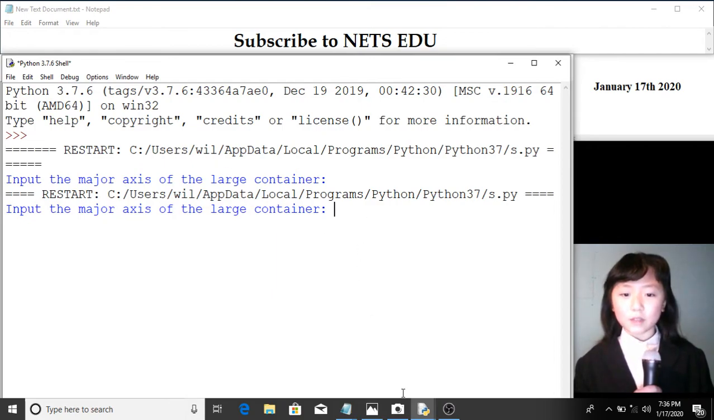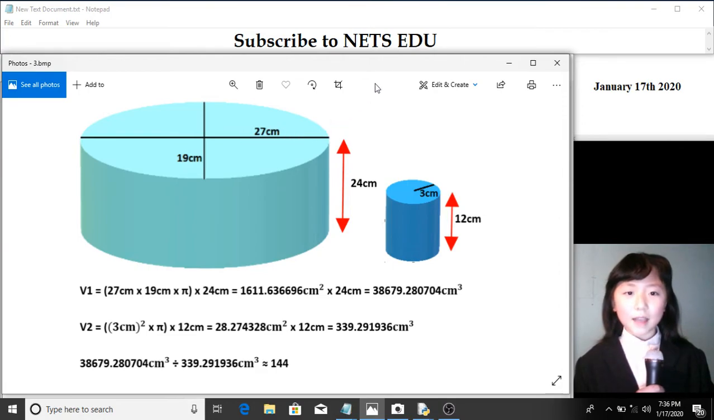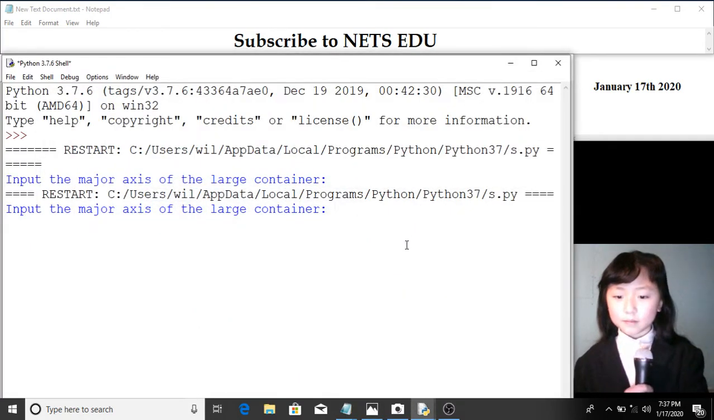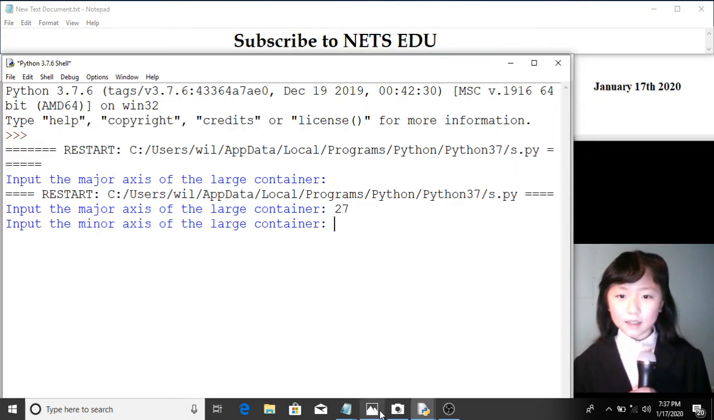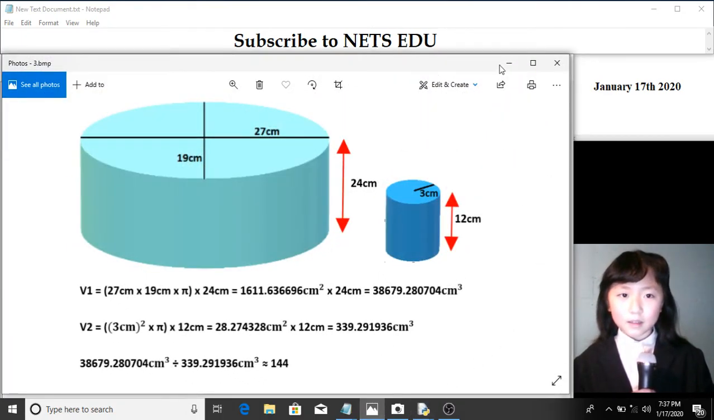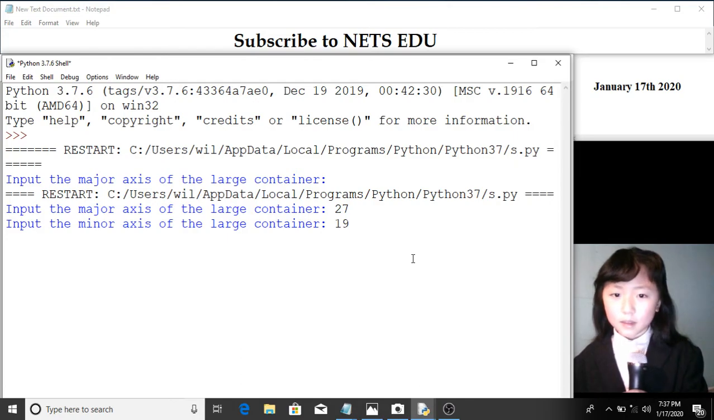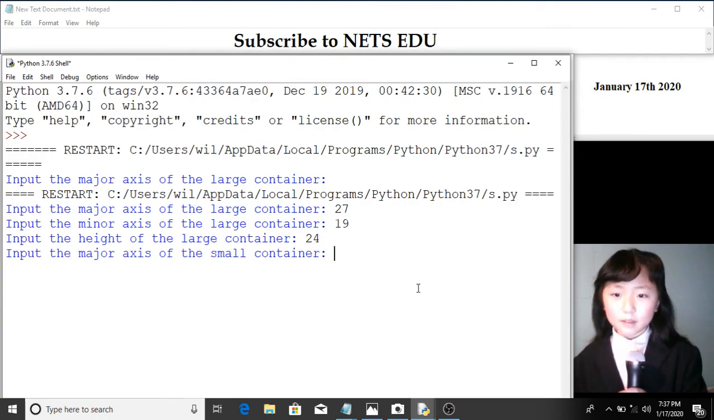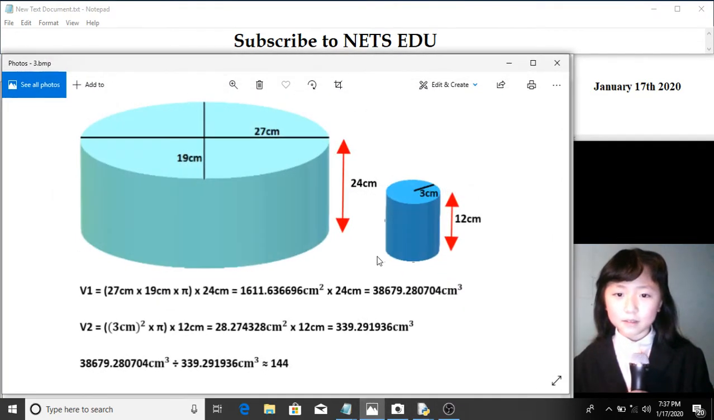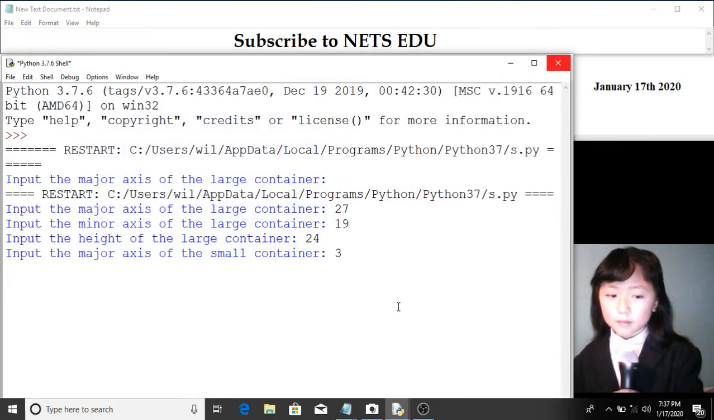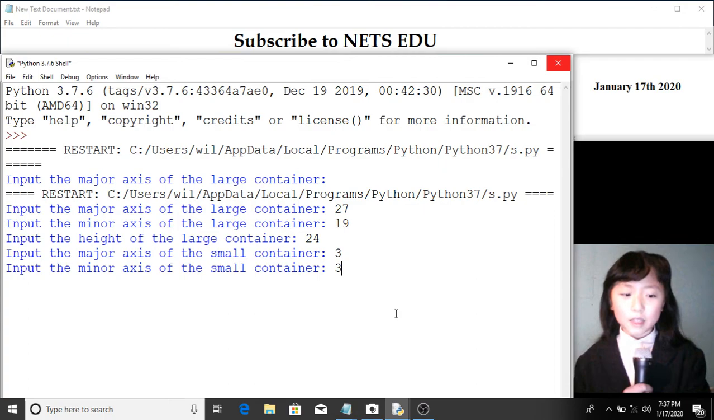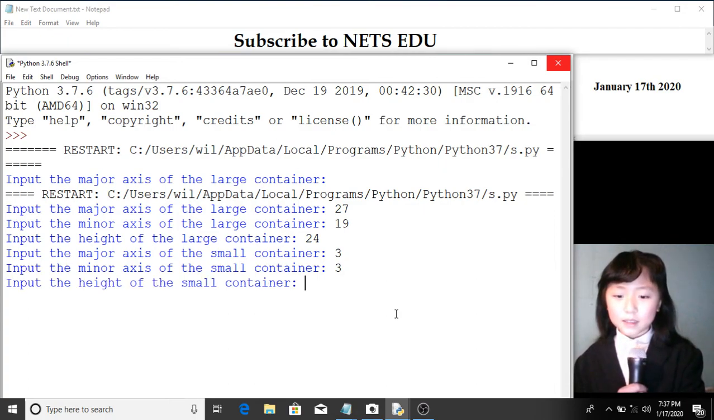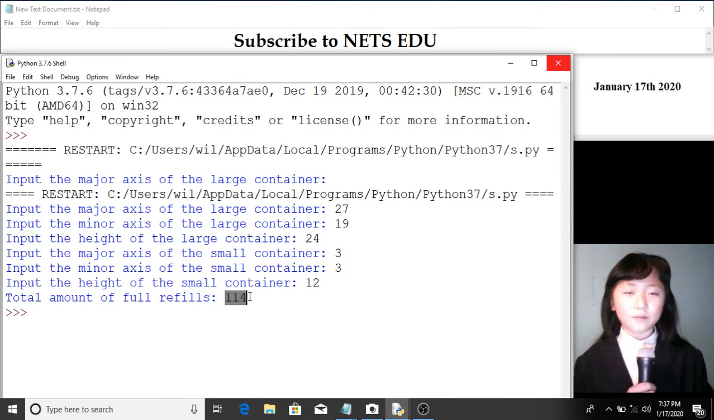Input the major axis of the large container. The large axis is 27. And the minor axis is 19. The height is 24. Now, for the smaller container, 3, and since it is a circle, the next one will also be 3, and the height is 12. Here, the total amount of full refills is 114.